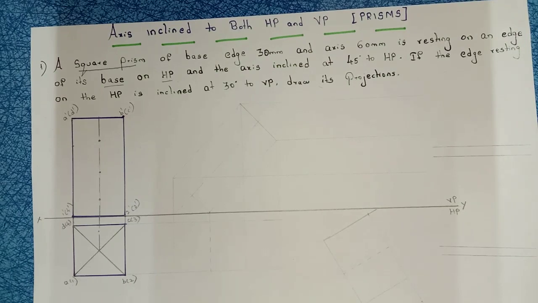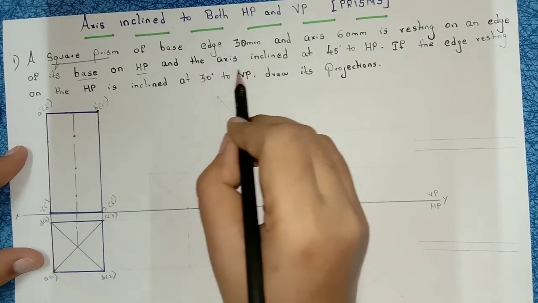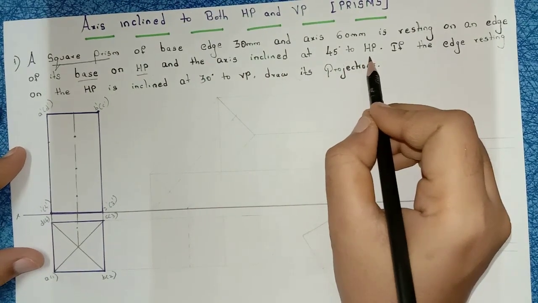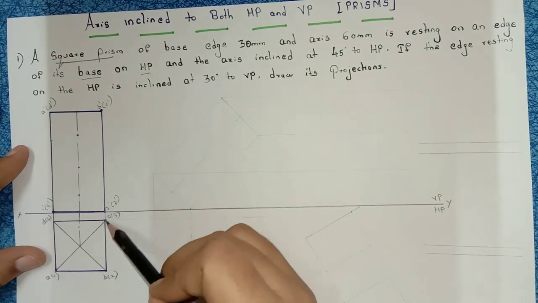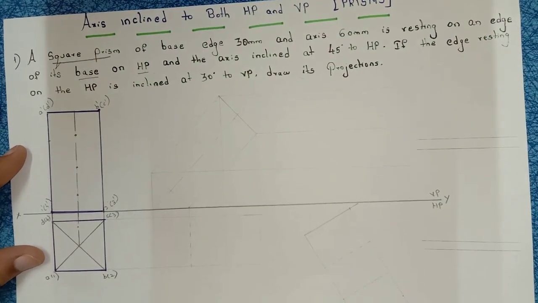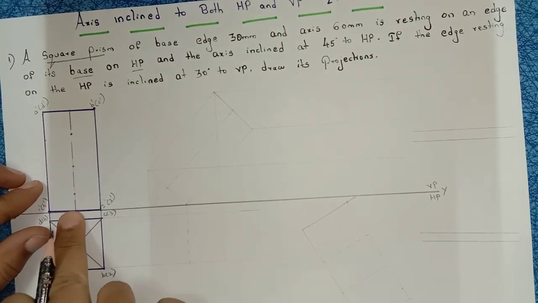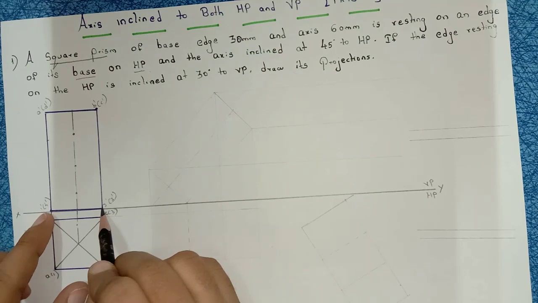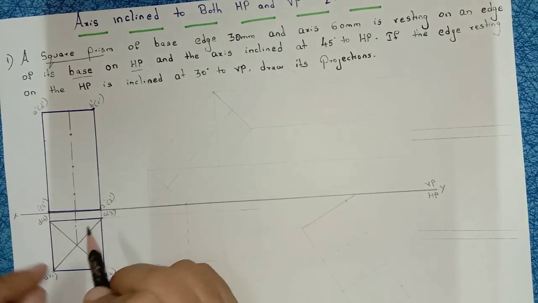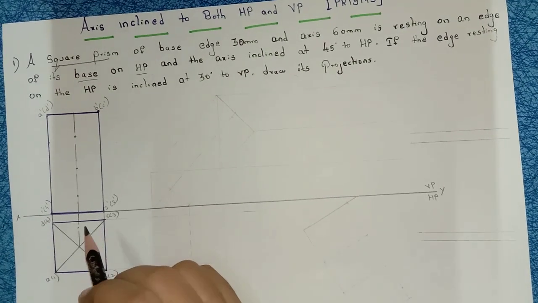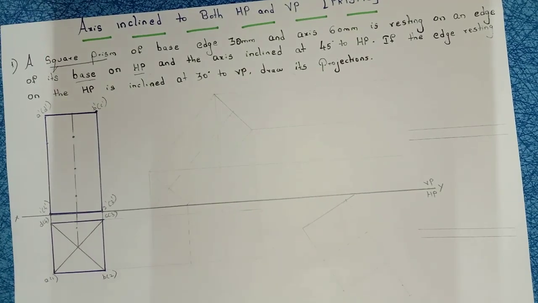Now let us read the next part of the question. Axis is inclined at 45 degrees to HP. So this is your axis line. It should be inclined at 45 degrees to HP. So what I am doing, instead of constructing the axis line, I am taking this base with an angle of 45 degrees. Now I will construct the square prism. I will explain why I am taking 45 degrees for this base.